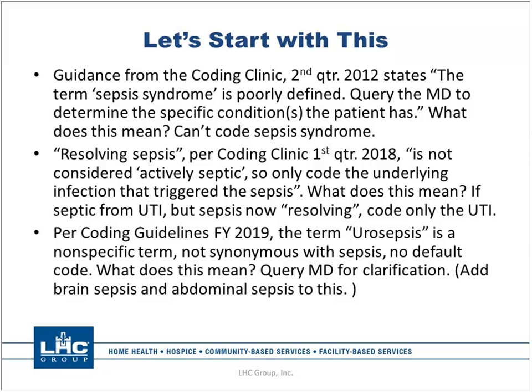And I want to add to this, coding guidelines specifically mention urosepsis, but here lately I've seen several cases where the physicians are documenting something crazy like brain sepsis or abdominal sepsis. That is the same thing as them saying urosepsis. That is a nonspecific term, and it doesn't tell us what's going on with the patient. We don't know what kind of infection they've got. We don't know what all systems it's affecting. So if you see urosepsis, abdominal sepsis, or brain sepsis, and that's all you have, you do not have enough to code the patient, and you're going to have to query.